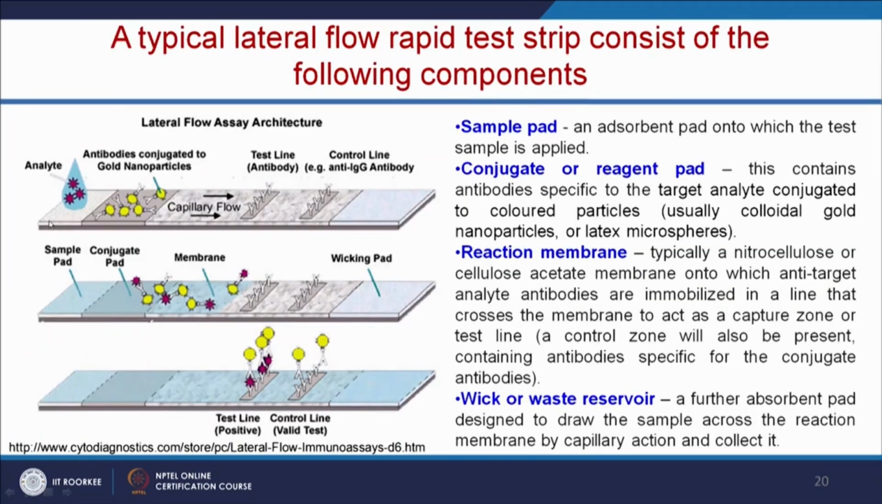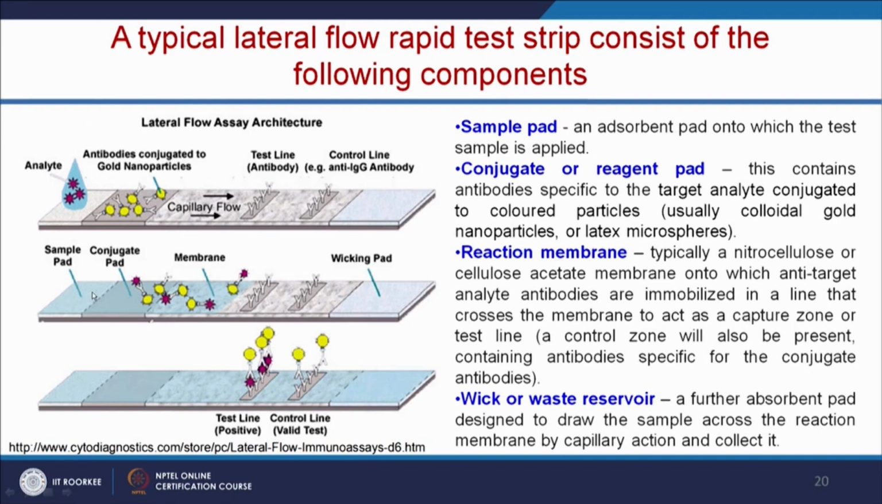This lateral flow assay contains 4 different pads: sample pad, conjugate pad, membrane and wicking pad. In the sample pad we will be adding the sample, and the conjugate pad contains antibodies conjugated to gold nanoparticles or latex microspheres. The sample and antibody move in this direction using capillary force. In the test line you will have the antibody which is specific for your antigen, and in the control line you will have the anti-IgG antibody, which is specific for your gold nanoparticle conjugated antibody.